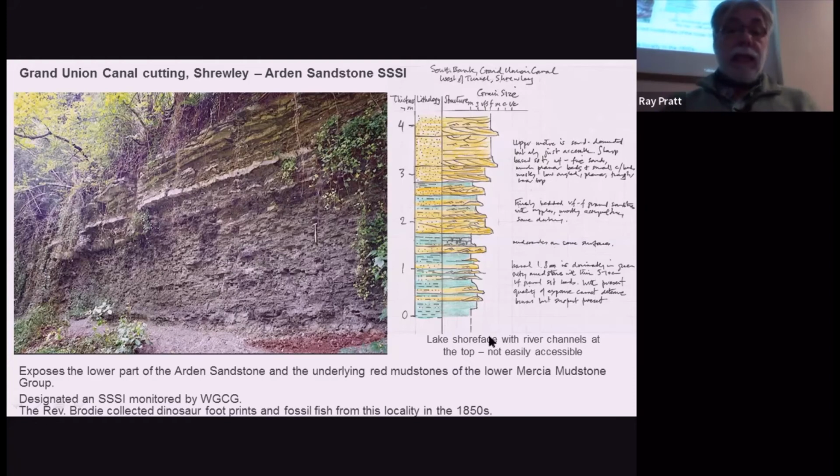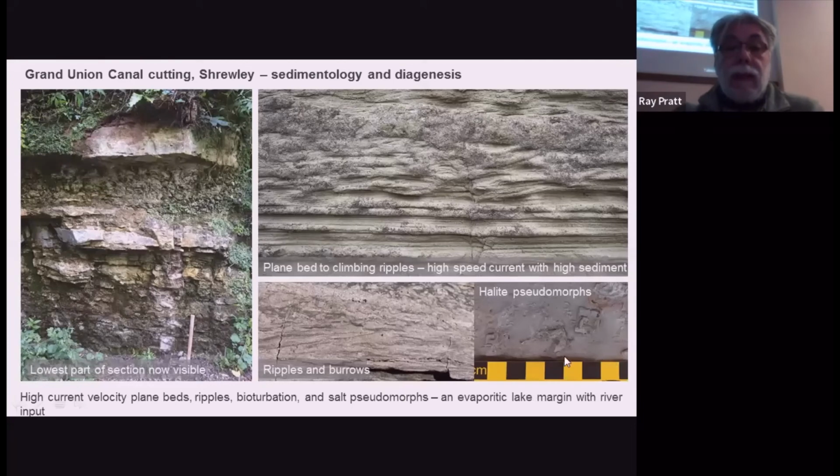So this looks like a lake margin passing into fluvial sediments. This is the sequence where Reverend Peter Bellinger Brodie collected his dinosaur footprints and fossil fish back in the 1850s, which we'll revisit a bit later in the talk. So a lakeshore facies with river channels at the top. Let's just look at a few of those sedimentary features.